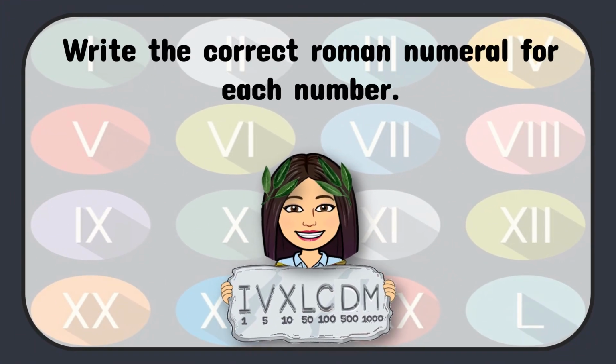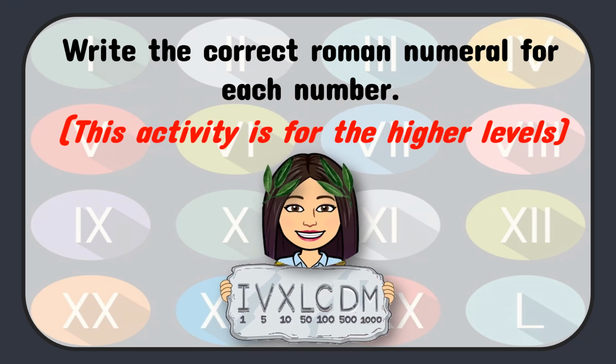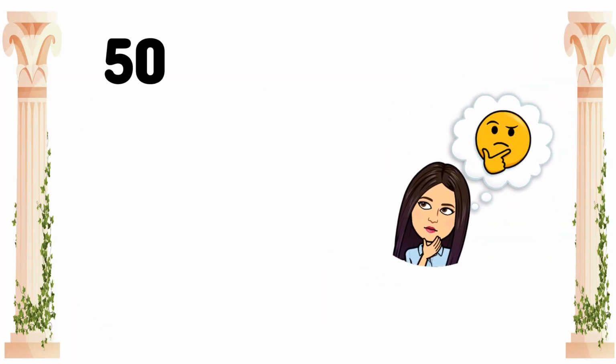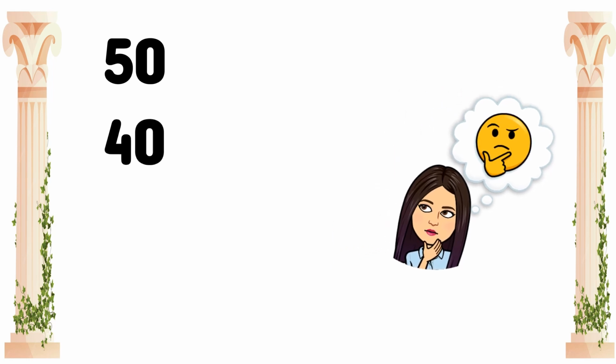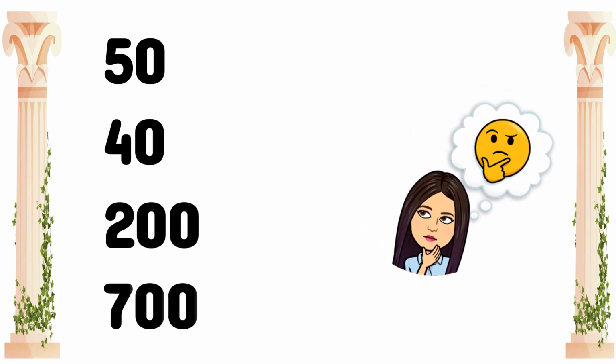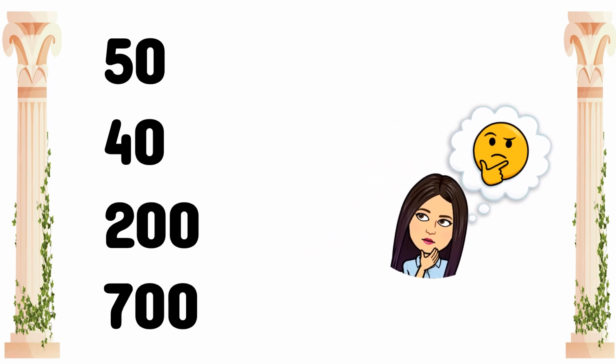Write the correct Roman numeral for each number. This activity is for the higher levels. To actively participate in this activity, you may write your answer in the comment section. 50, 40, 200, 700.